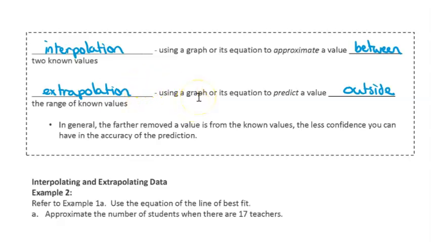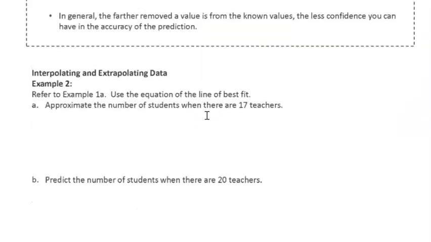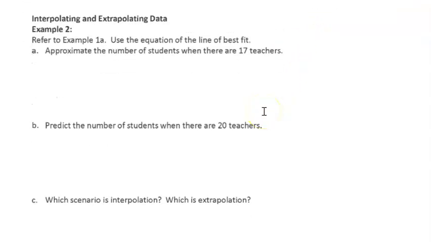All right, so let's talk about it with some actual numbers. It does say that the further you get outside the known values, the less confidence you can have in it, like the accuracy of this prediction. It says refer back to example 1a, use the equation of the line of best fit. It wants to know the number of students when there are 17 teachers.